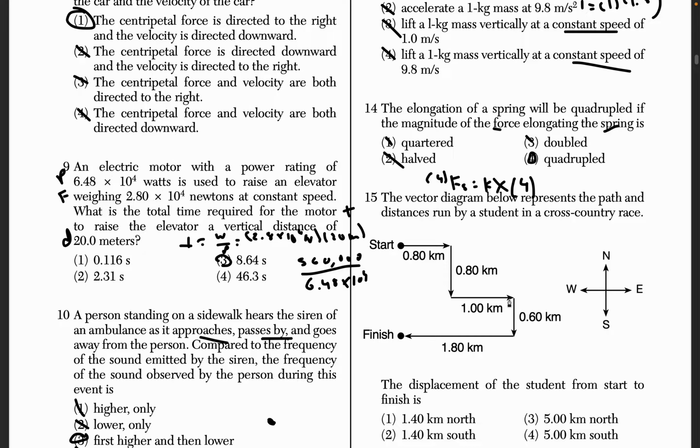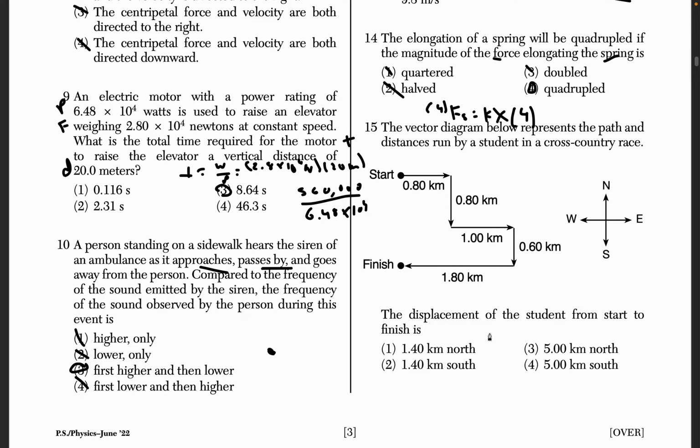15. The vector diagram represents the path and distances run by a student in a cross-country race. The displacement of the student from start to finish is, well, okay, displacement is basically distance with direction. So if we have 0.8 kilometers to the east and 1 kilometer, that will be positive 1.8. This is negative 1.8, which means that the addition of this plus this will cancel out to this, right? Because this is going west, these are going east. So then what are we left over with? We're left over with 0.8 kilometers and 0.6. Add them up, you get 1.4 kilometers south.